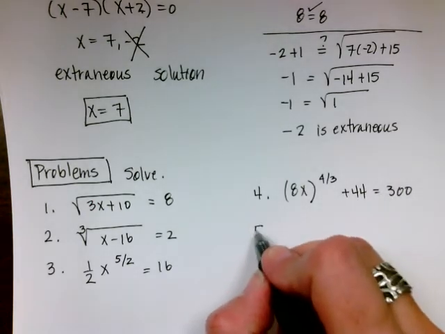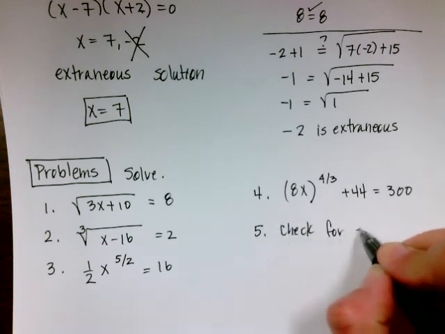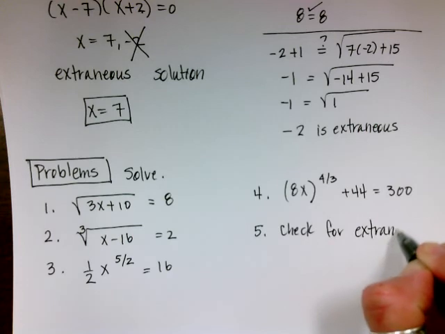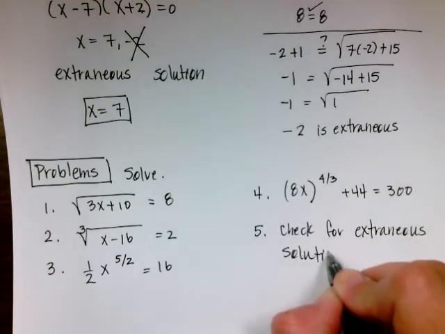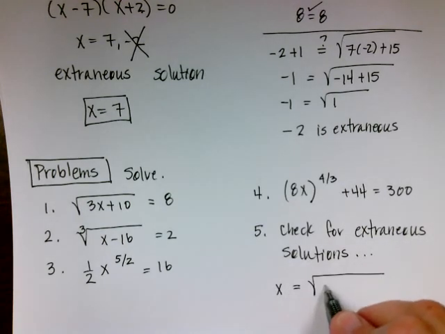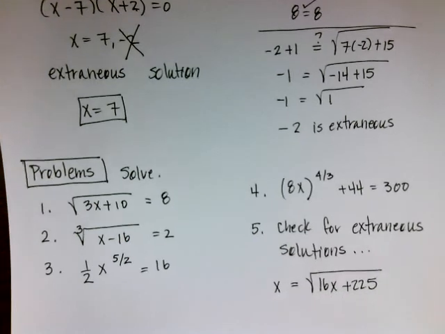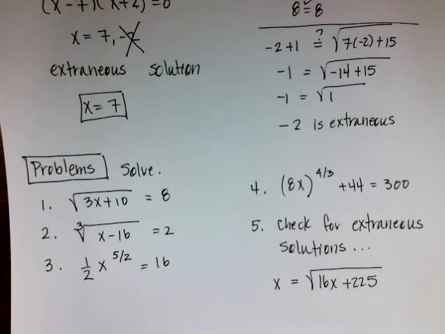And your last problem is the one where you want to check for extraneous solutions. That's such a cool word, extraneous solutions. Okay, and this equation is going to be x is equal to the square root of 16x plus 225. So remember, I want you to check for extraneous solutions on the 5th problem.